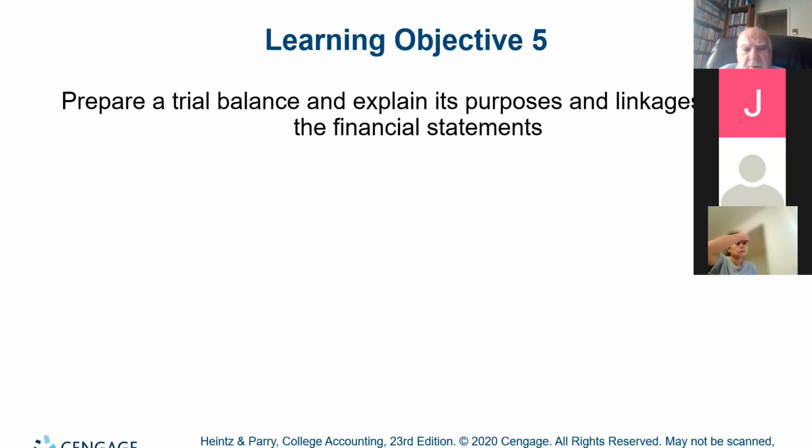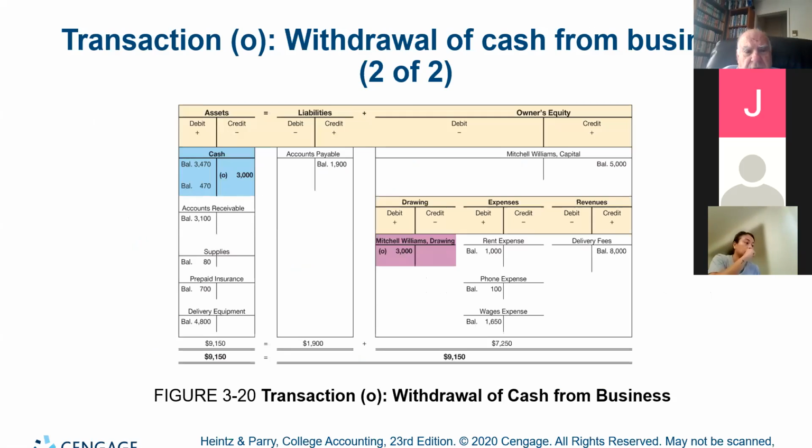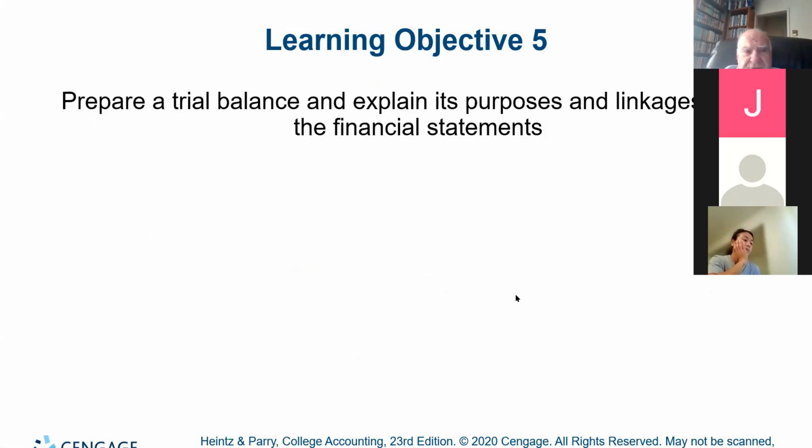So let's work with these numbers now. These are our ending balances right here. The month has just ended. And Mitch had fees of $8,000 and he had, looks like, three expenses. So let's prepare a trial balance and talk about why we do it, okay?